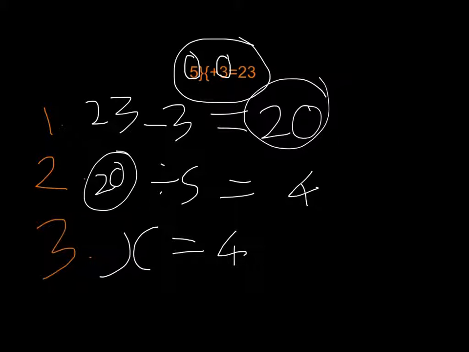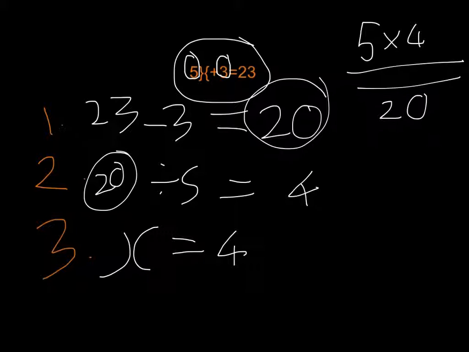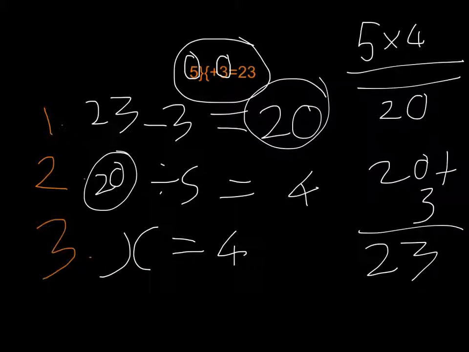Now let's replace x with 4. 5 times 4 is equal to 20. 20 plus 3 is equal to 23. This proves that the equation is correct.